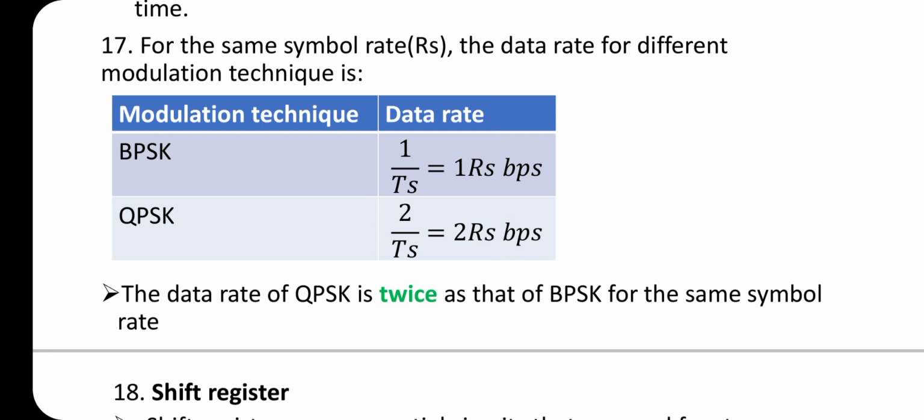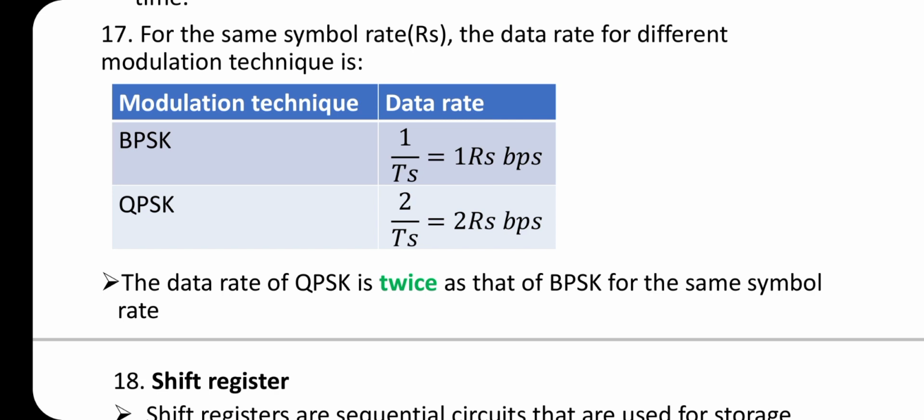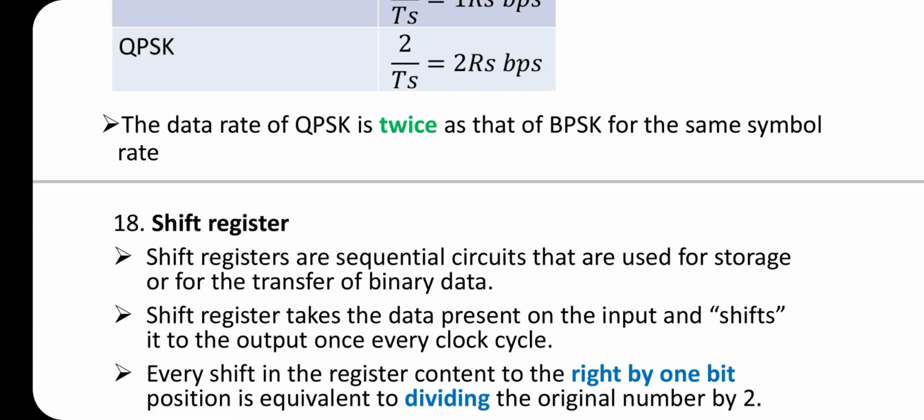17. For the same symbol rate RS, the data rate for different modulation techniques is as follows. BPSK, binary phase shift keying, 1 by TS equal to 1 RS bps. Quadrature phase shift keying, QPSK, 2 by TS equal to 2 RS bps. The data rate of quadrature phase shift keying is twice that of binary phase shift keying for the same symbol rate.